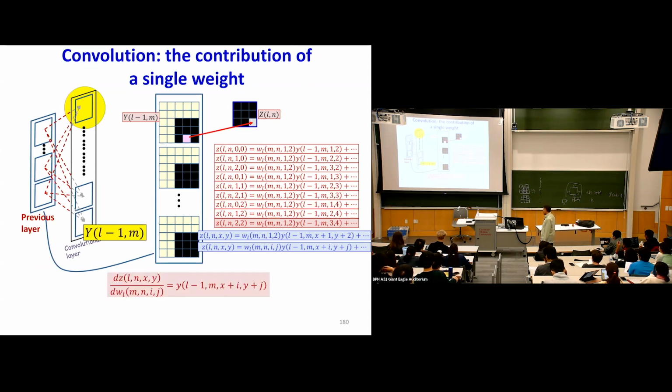And so now, if I want the derivative of Zxy with respect to any Wij, what's that going to be? Can someone answer me aloud so I can hear it from here? Y of x plus i and y plus j, right?